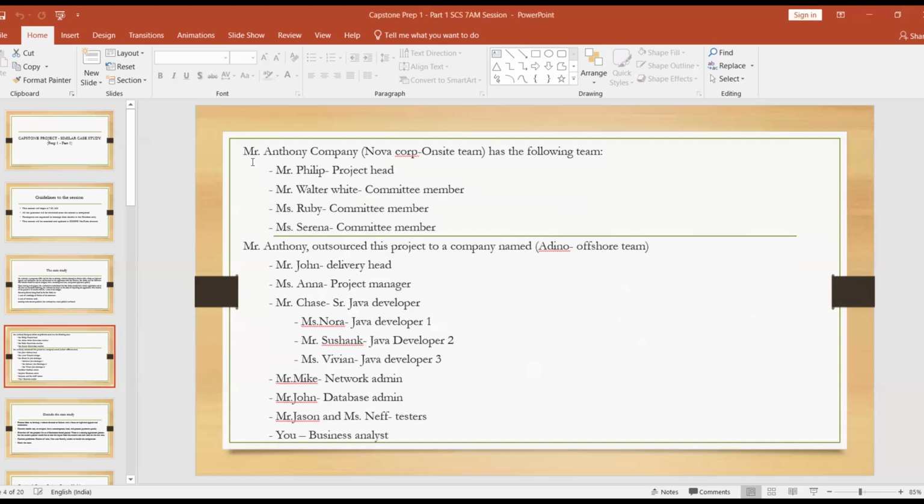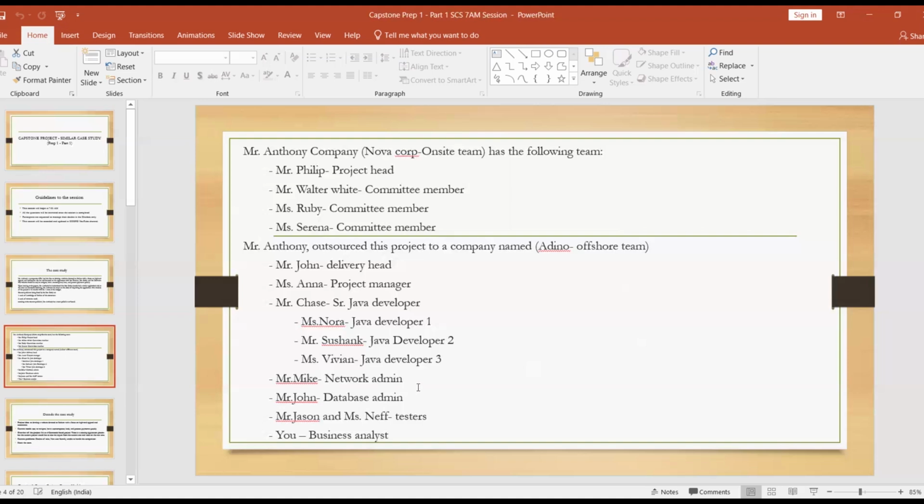For this particular case study, Mr. Anthony's company, Nova Corp, has the following on-site team. Mr. Philip is the project head, and Mr. Walter White, Miss Ruby and Miss Serena are the committee members. Mr. Anthony outsourced this project to the company named Adino, the offshore team. Mr. John is the delivery head and Mr. Anna is the project manager. Mr. Chase is the senior Java developer, Miss Nora is Java developer one, and Shushank and Vivan are Java developers.